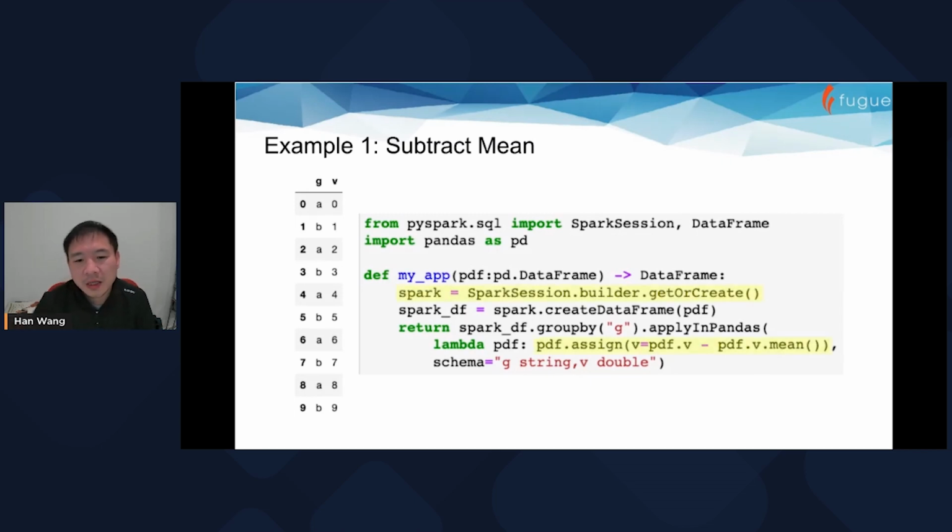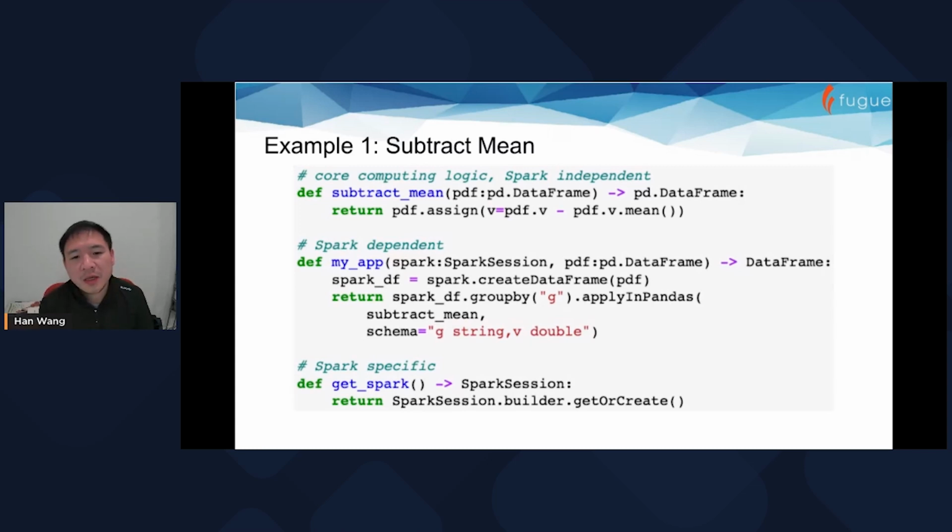Why? Because in this function, as you can see, first of all, we include the Spark cluster construction logic inside this function. And also, look at this lambda function. This is actually the core computing logic when the data is already grouped and shuffled by Spark. And this lambda logic is actually just pandas logic. But in order to test this function, you have to have a Spark cluster up and running. And also, you are not able to test the core logic because this core logic is embedded in the myapp function.